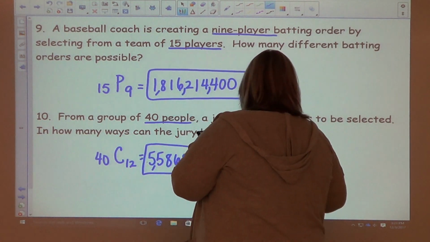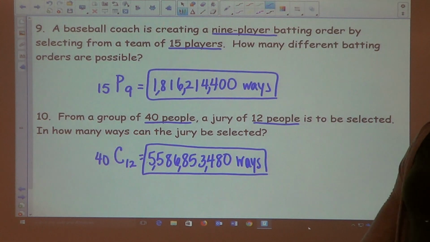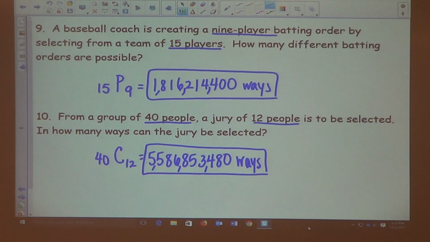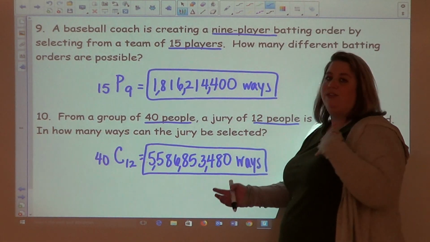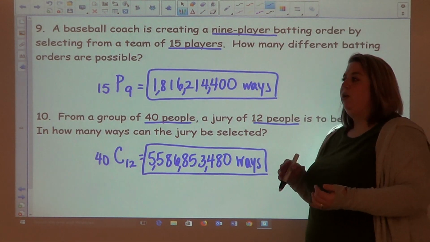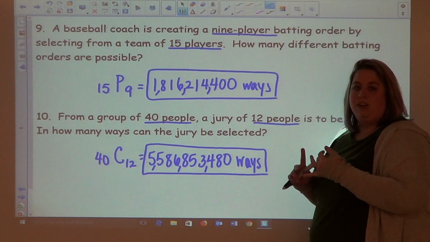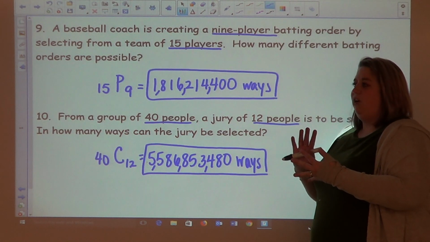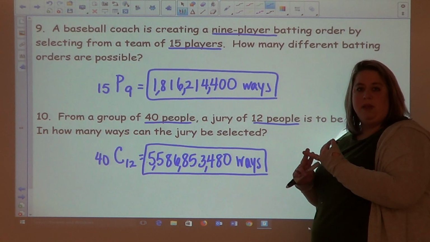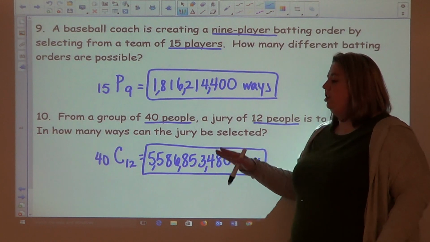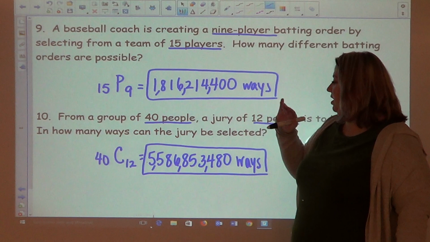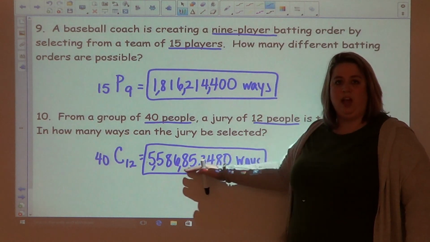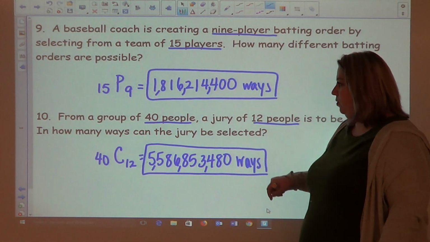So there's 5,586,853,480 different ways that you could select a jury. Not necessarily realistic. People get kicked out of the jury all the time because of different beliefs, or they've already made up their jury so they don't have to keep interviewing people. This is just possibilities, as if you'd have 40 people come and they need to select 12. These are different combinations that are possible.